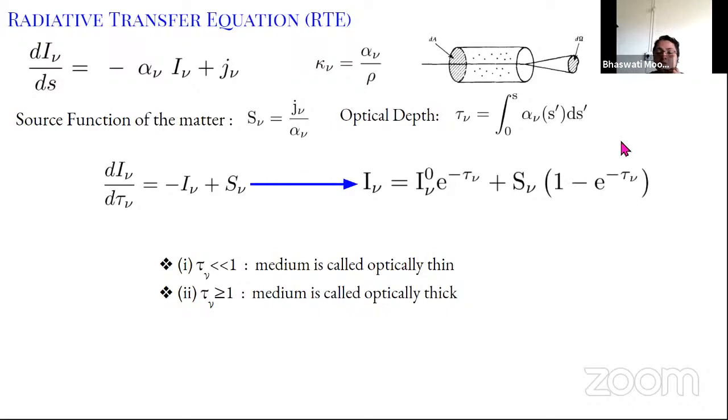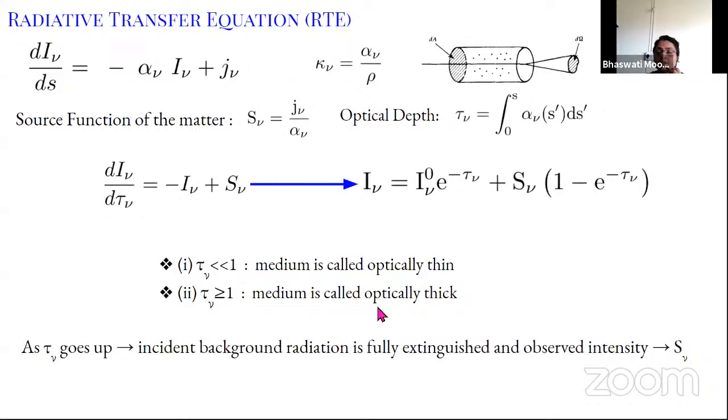So suppose this tau nu is very small, much less than 1. That would simplify the equation, because then this term becomes just tau nu, so it would be S nu tau nu. And in such a medium, because this tau is a property of the medium through which the radiation is passing, such a medium is called optically thin. And if tau is much greater than 1, then basically this term becomes 0, and such a medium is called optically thick. So we will encounter them.